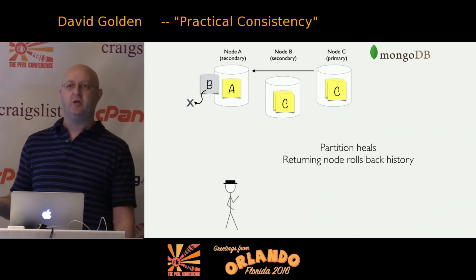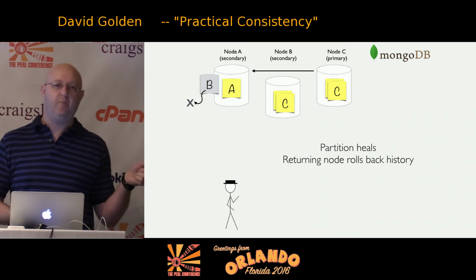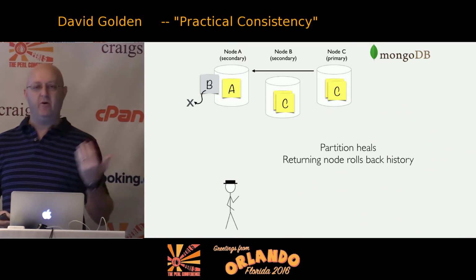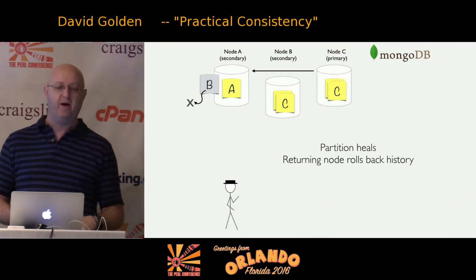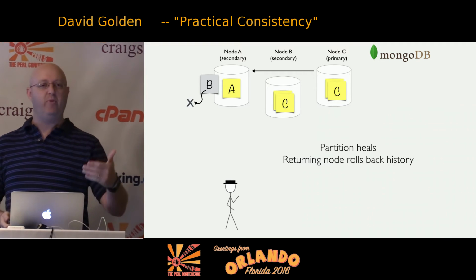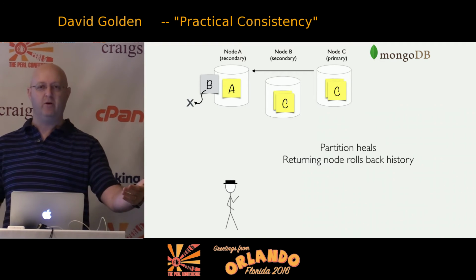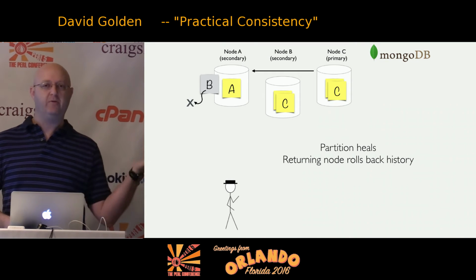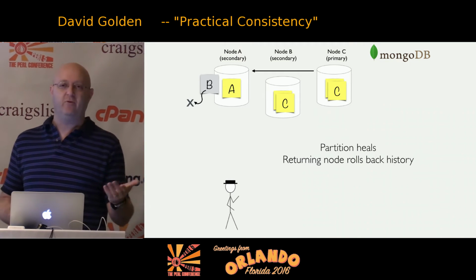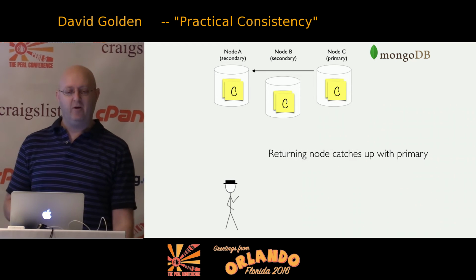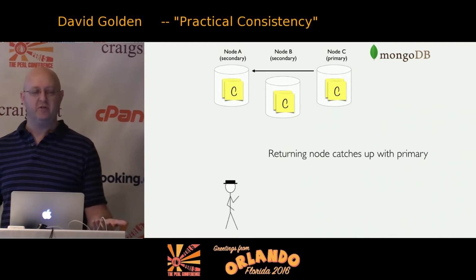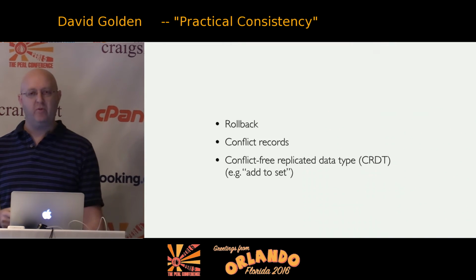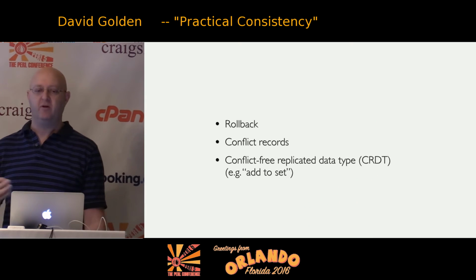Then let's imagine the partition goes away. Somebody found the loose Ethernet cable, plugged it back in, and node A is then visible again. Well, node B then heals itself by looking at its last point of common history with the other nodes with the primary, and it throws away all the old data. So it says, well, that's not in the history, so I've got to throw that away. And then it'll replicate C and bring itself back into consistency with the rest of the cluster. So it converges with the other nodes after the partition is healed. So that's the rollback approach to dealing with convergence.